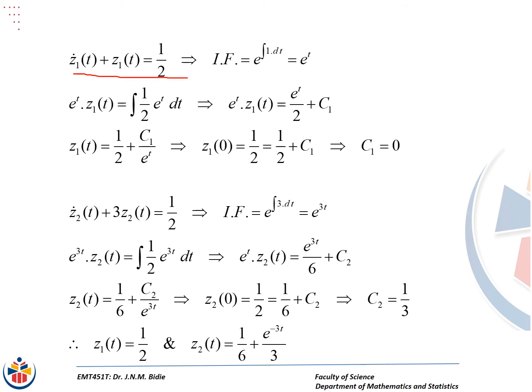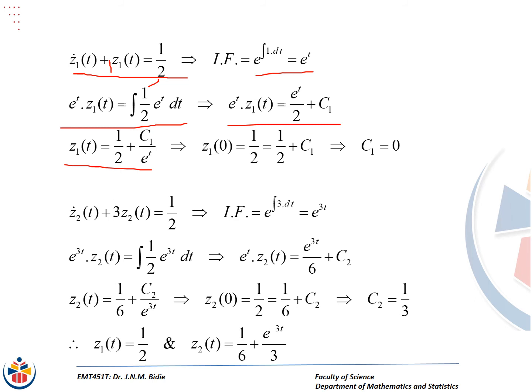Here is the first equation that has got Z1 dot. The integrating factor is e to the power of the integral of the coefficient of Z1 dt, which is 1 dt. That gives us e to the power t. And then to solve, I'm hoping that we still remember, the integrating factor multiplied by Z1 on the left is equal to the integral of what we had on the right-hand side multiplied by the integrating factor. Under the integral sign, we know we'll get the same. And then make Z1 the subject, which means you divide through by the integrating factor, and that's what we get.